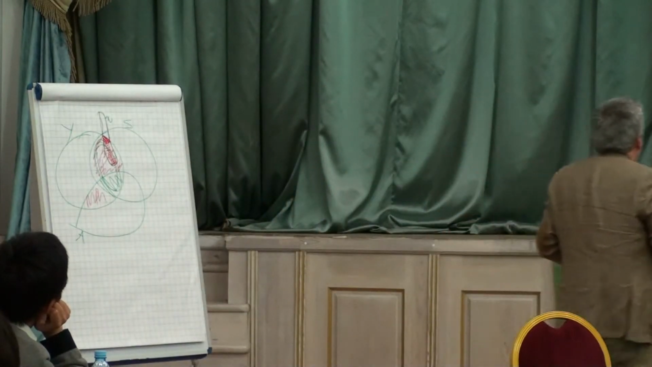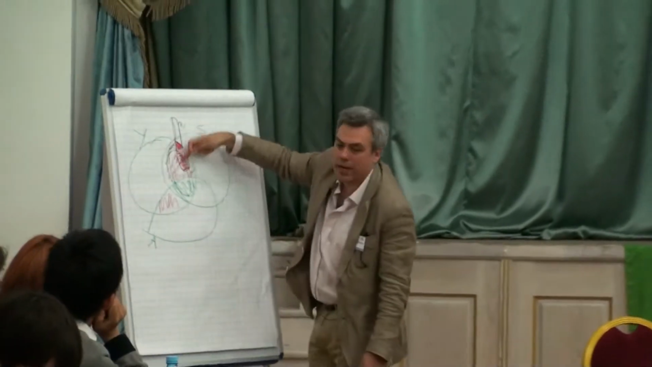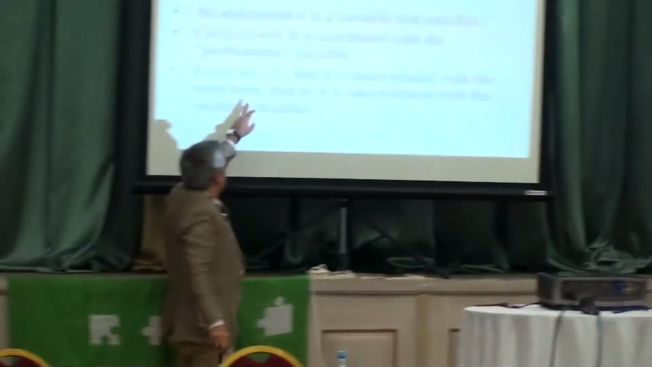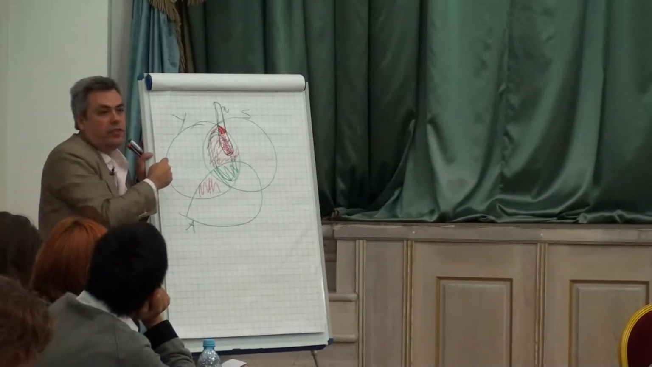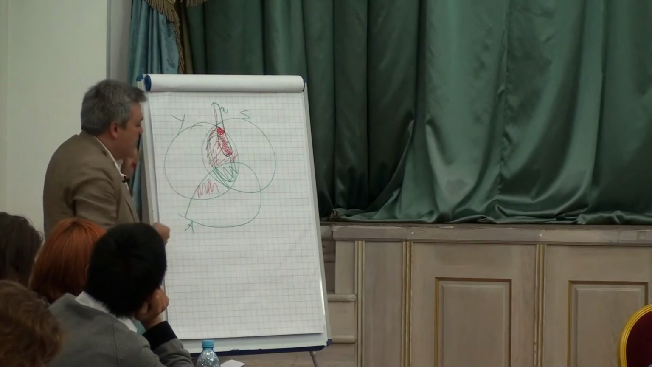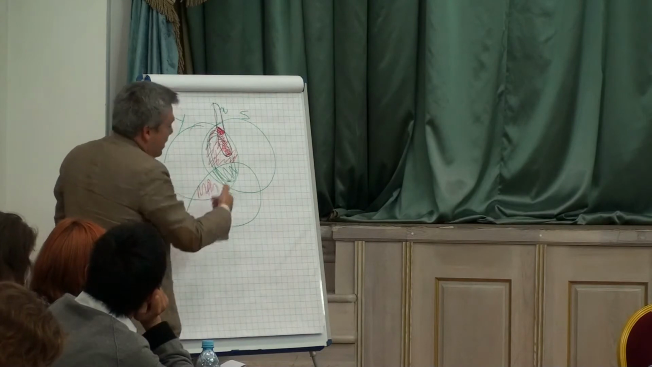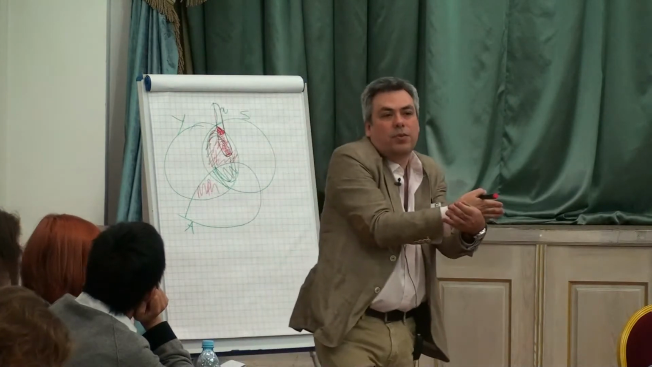So okay, then condition 1, covariance of Z and S is different from 0. It means that Z and S have covariability. The second condition is that the covariability of Z and the error term has to be 0. It means that Z only affects Y through S, because if Z affects Y also through other channels, for example through A, then you still will confound part of the effect of S with the effect of A, and you didn't solve the problem, right?